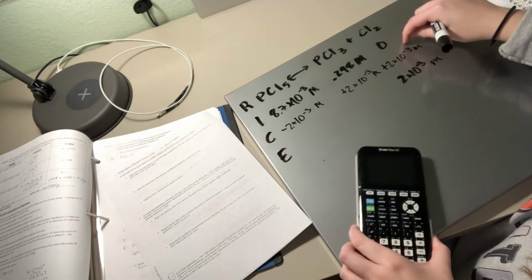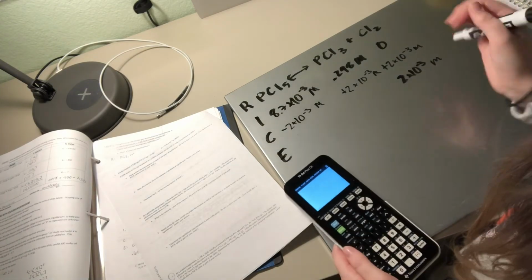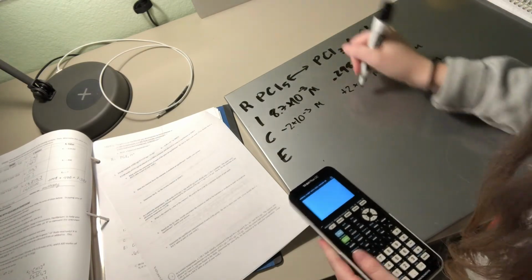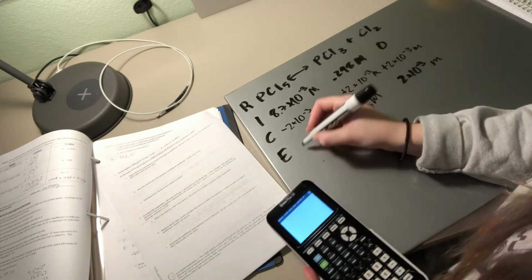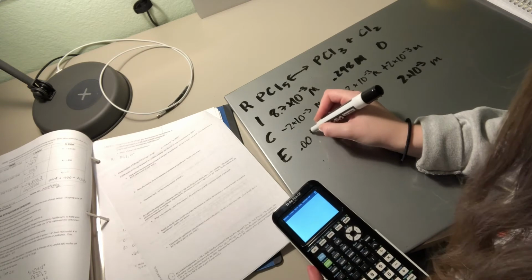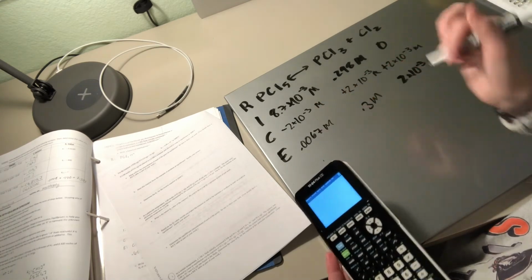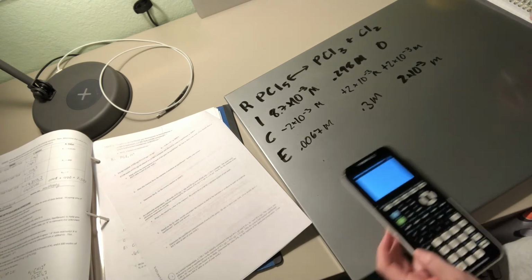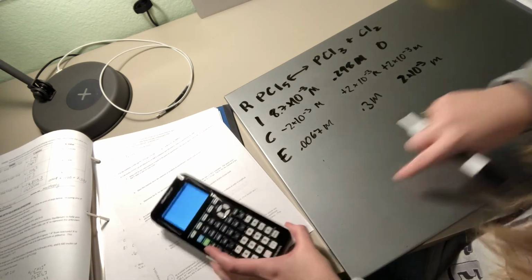Since we had this value, we don't need to do any of that solving for algebra stuff. So if we add these, we get 0.3 molar and 0.0067, which you could also write as 6.7 times 10 to the negative third. Now, we are not done here.